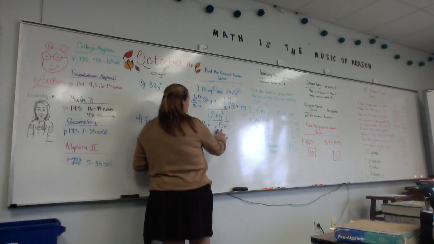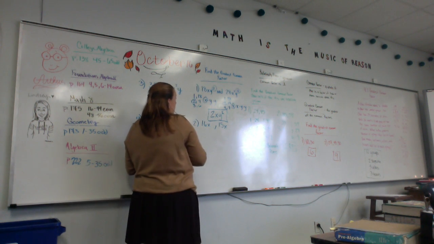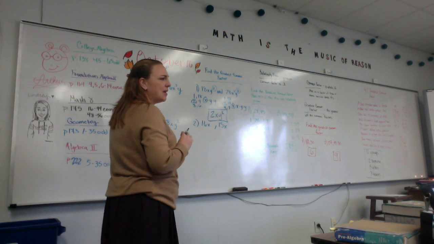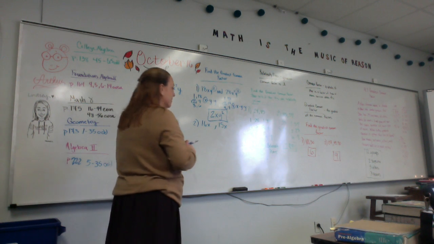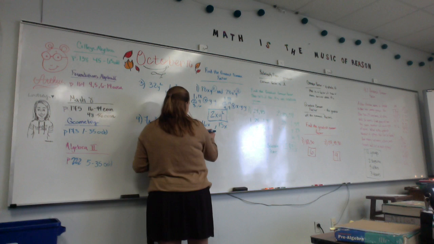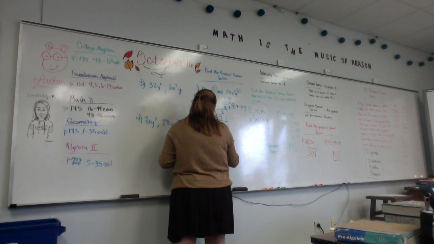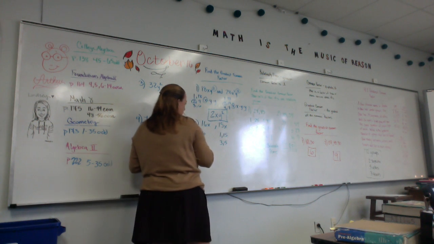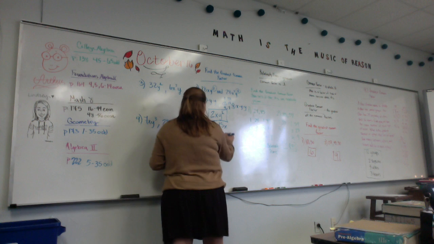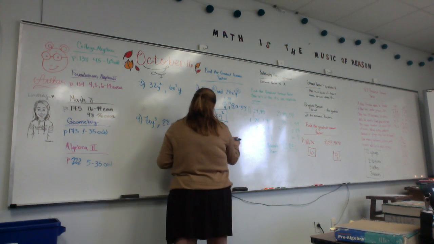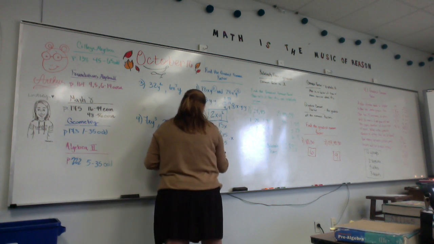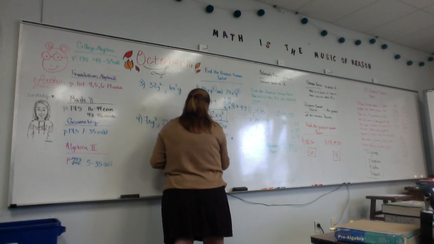Okay, 16x and 15x. I need to know the greatest common factor. What could it be? You have 1 and 16. You have 2 and 8. Does 3 go into 16? No. So it's 1. And then you have 3 and 5. It's 1 and it's x. So you have 1x as your greatest common factor.